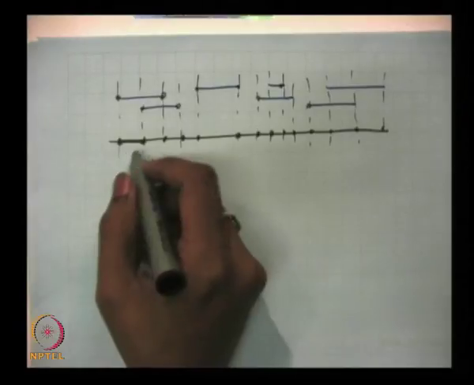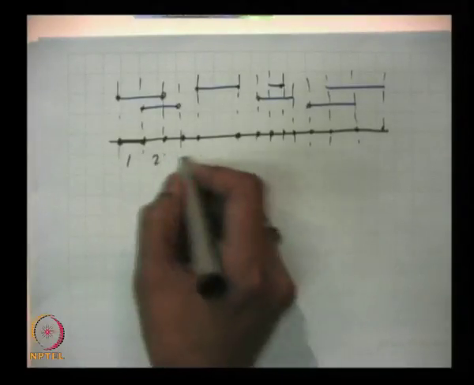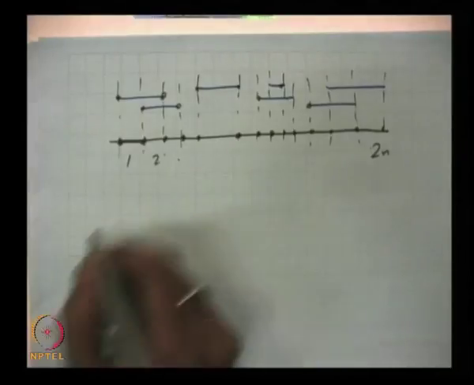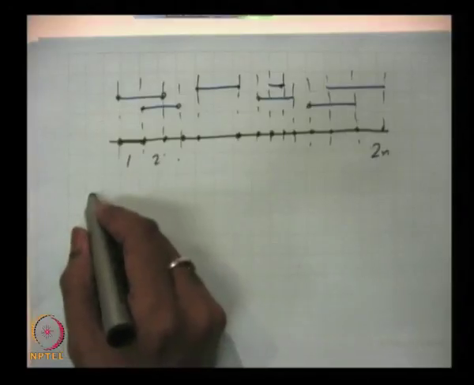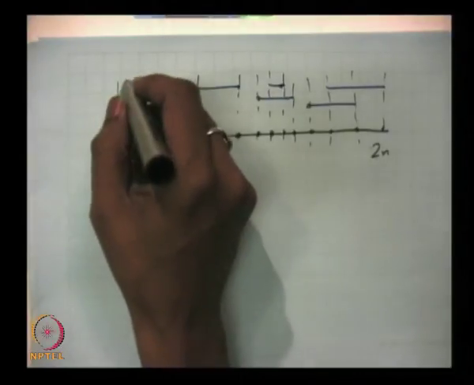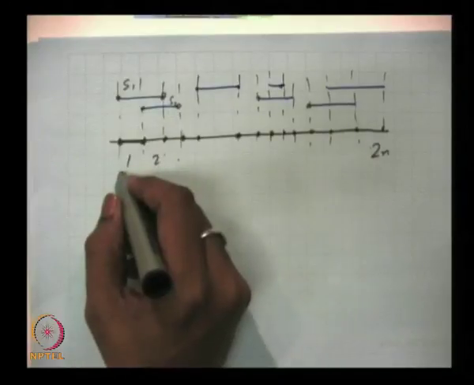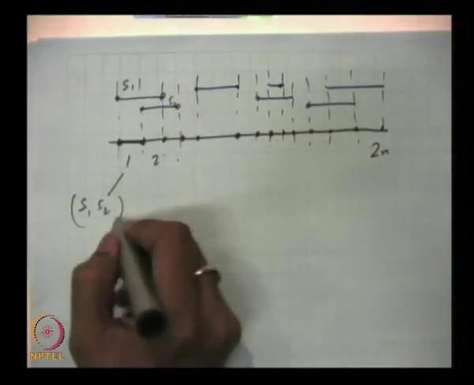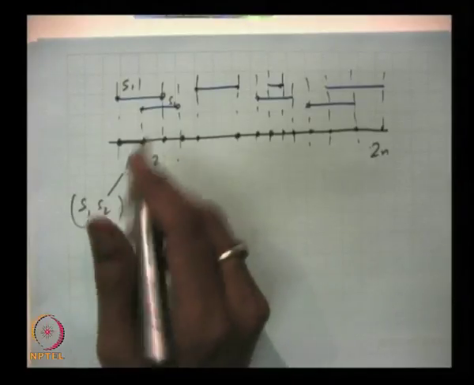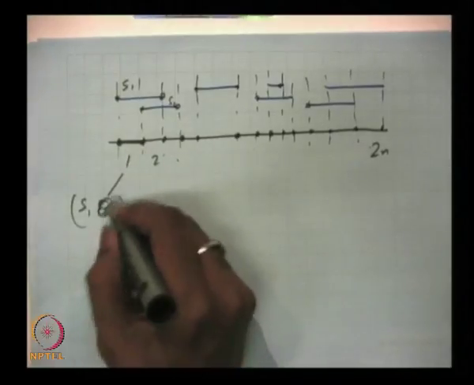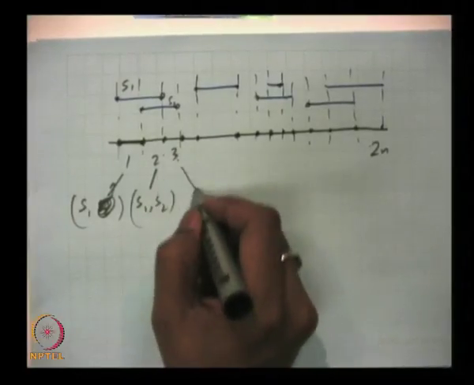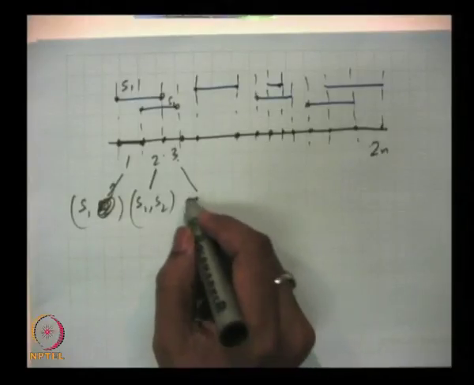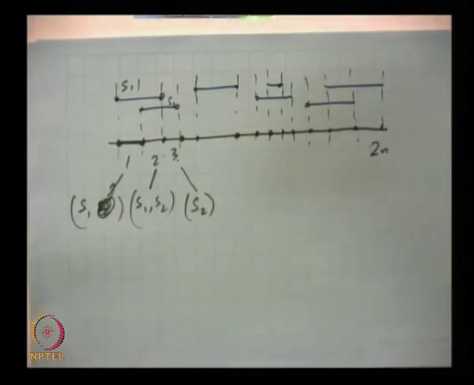Then it means that I have 2n intervals, 1, 2, all the way up to 2n intervals. For each interval I keep track of which segments cover it. So interval 1 is covered by segment 1 and segment 2. Interval 2 is covered by segment 1 and segment 2. Interval 3 is covered by segment 2. So this is the kind of information that we have in mind.